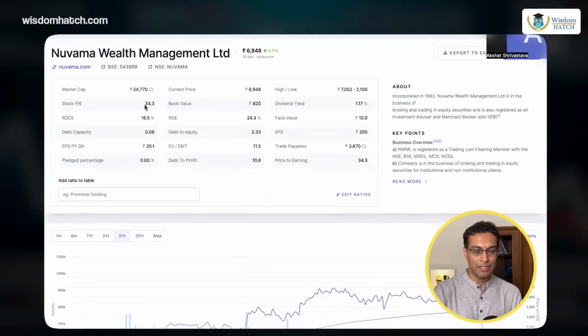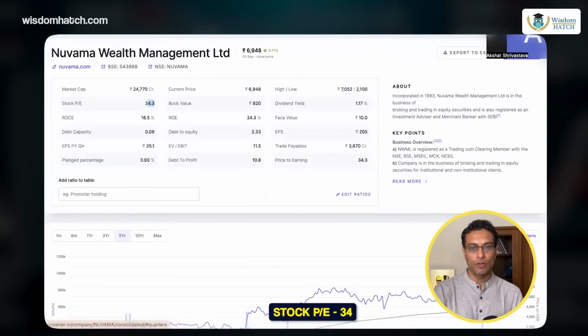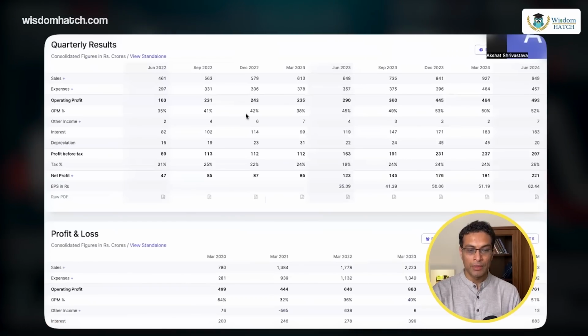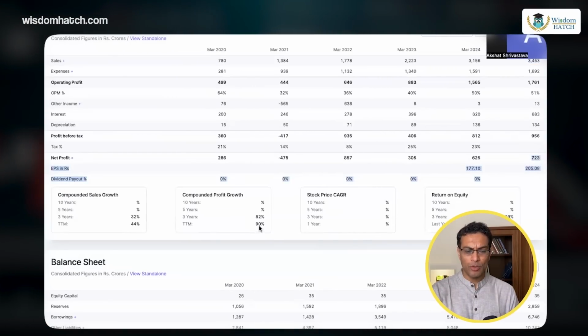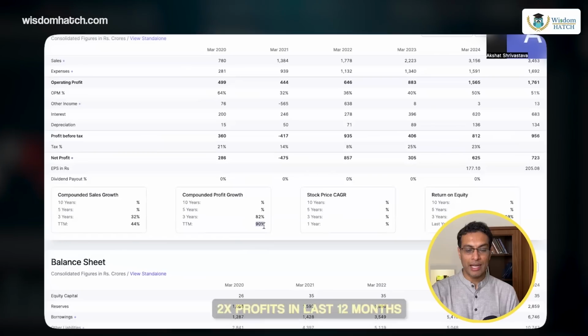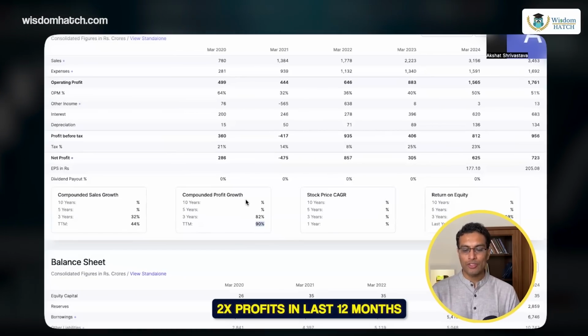For example, इसके केस में, right? अभी भी इसका stock PE is 34. ऐसा नहीं है कि बहुत crazy PE है, okay? Look at the revenue growth of the company, profit growth of the company. It has been doing exceptionally well. In the last 12 months, it had almost doubled its profit. So यार stock price बढ़ेगा ही ना.